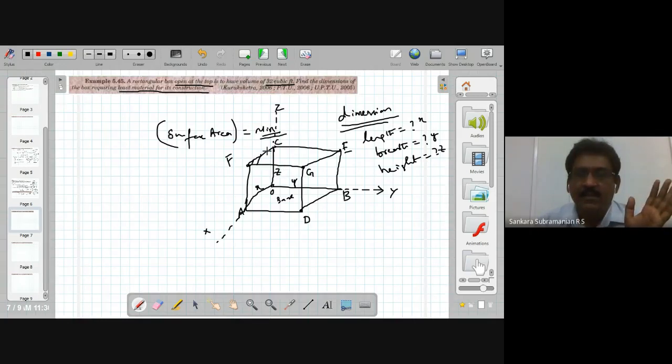This is the top surface. No, there is no top surface. This is open at the top.